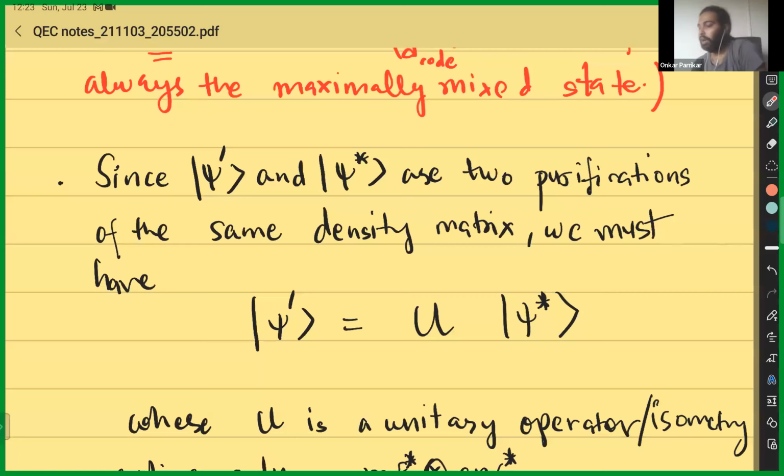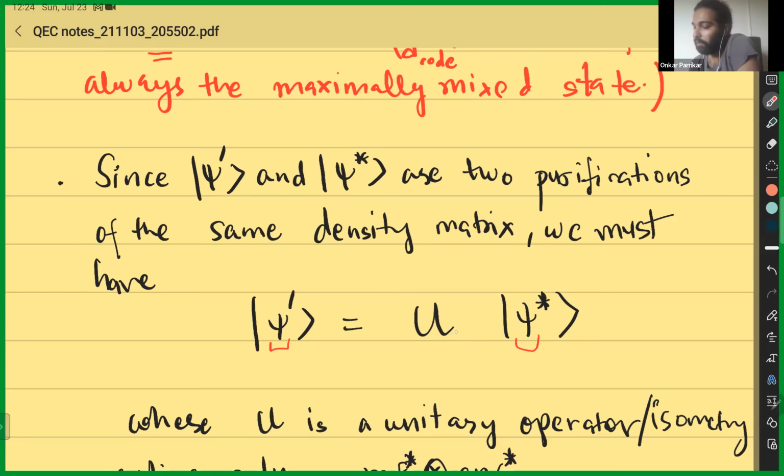Yes. So you now have two different purifications of the same density matrix. One was psi prime, the other was psi star, the psi star that we just constructed. When you have two different purifications of the same density matrix on reference environment, they ought to be related to each other by a unitary transformation acting on the other side.